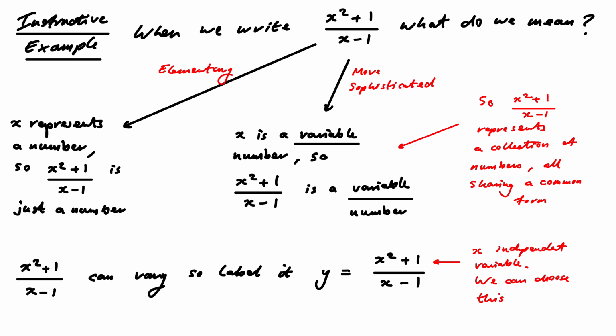We can't choose anything for x. So take a moment to look at this expression. There's a specific value we can't choose, namely, we can't choose a value where the denominator becomes 0. And when would that happen? It would have to be when x is equal to 1. But I think any other value is fine.